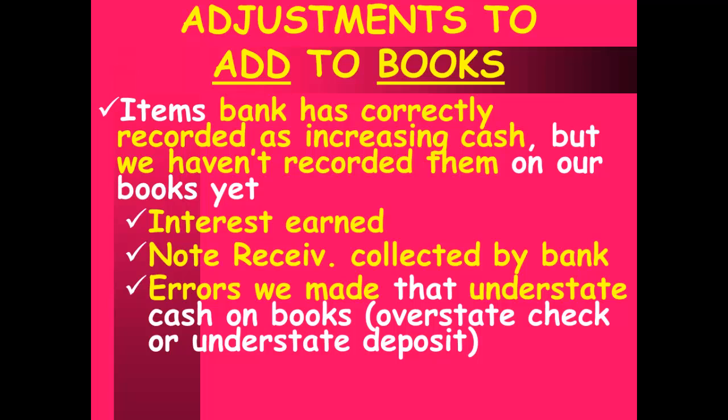A third thing we would add would be entries we have made on our books where we made an error and it understated my balance on our books. So an error we made that understated the cash balance. For example, what if I wrote a check for $10? But when I put it down in the general ledger, I put it down as if it were for $100. I made my balance on my books go down by 100. I should have only made it go down by 10. I made it go down by too much. How am I going to fix the difference? I'm going to add it back then. Why do we add these? The bank has correctly recorded these items as increasing our balance at the bank. We don't have them on my books yet.